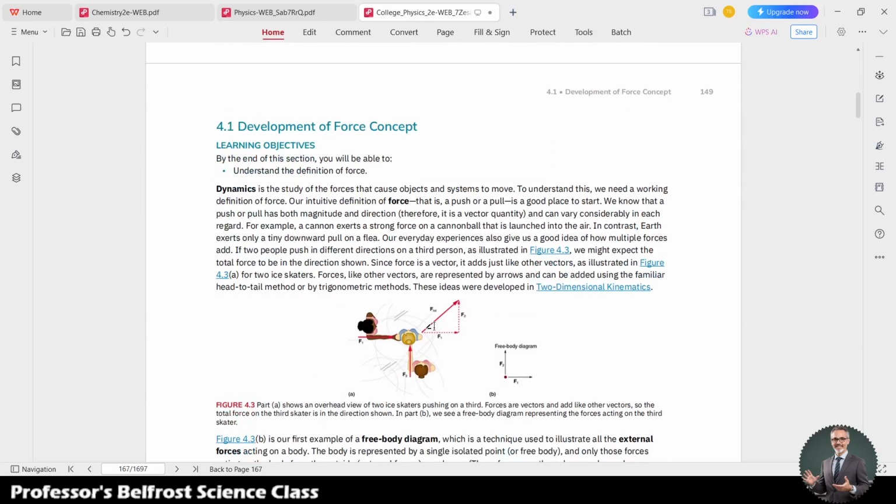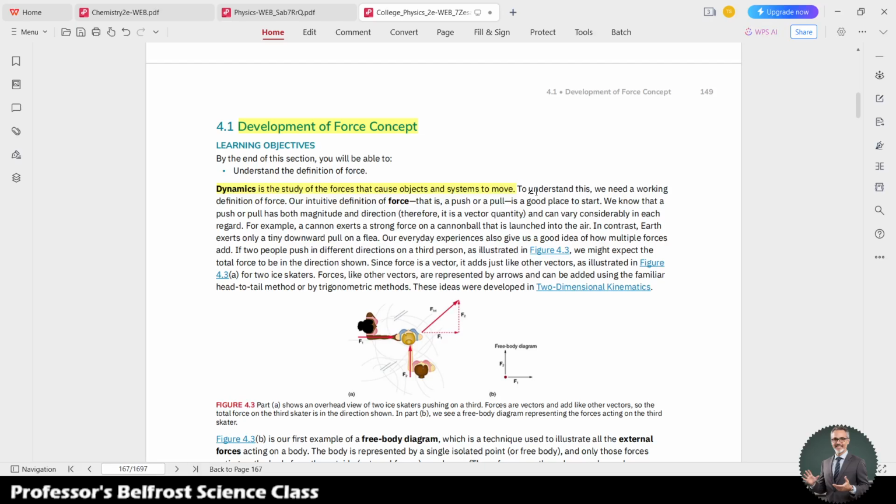Now we enter the first topic, which is the development of the force concept. Dynamics is the study of the forces that cause objects and systems to move. Our intuitive definition of force is a push or pull. This is not all of the definition of force that you will encounter in physics, but this is a good place to start.